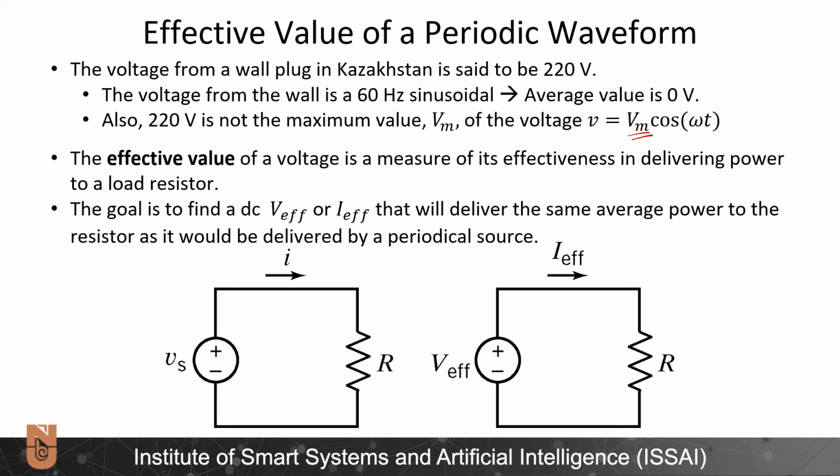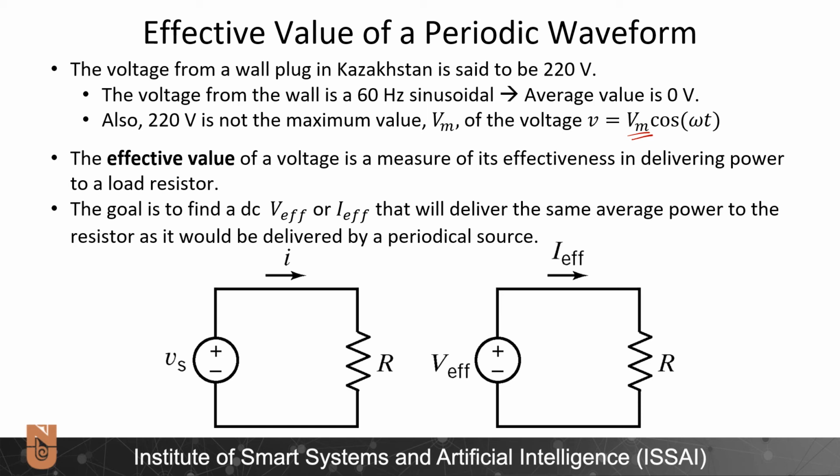The goal is to find a DC V effective or I effective, such as in the case of the voltage from the wall, 220 volts, that will deliver the same average power to the resistor as it would be delivered by a periodic source. Let us look at this example.